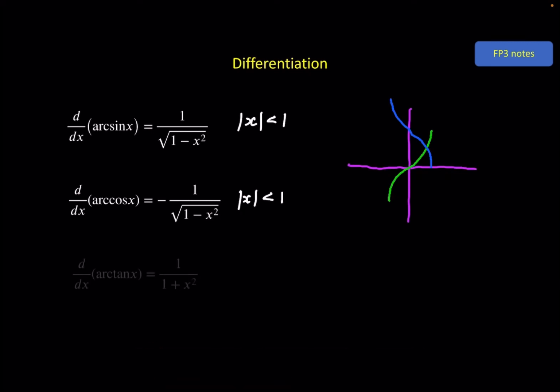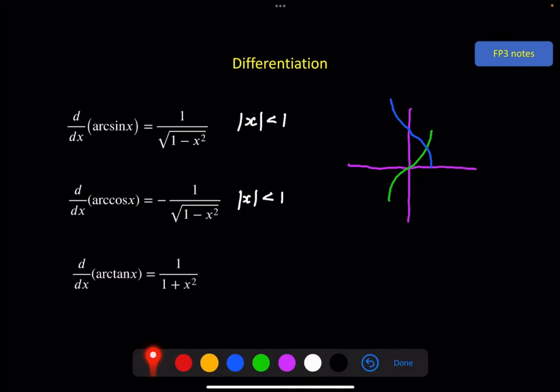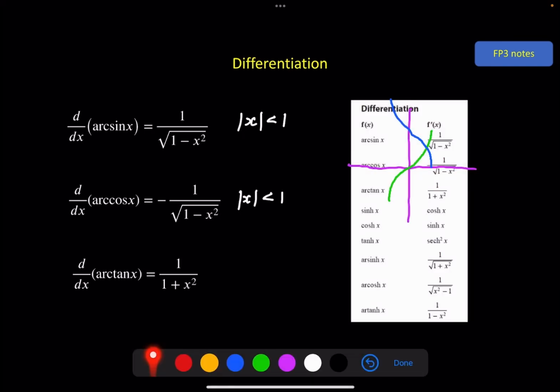The third one, arctan, is not quite so difficult. 1 over 1 plus x squared. And there's no limitation on that. As with the other results then, these are on the formula sheet.